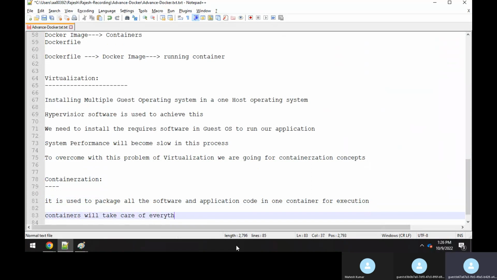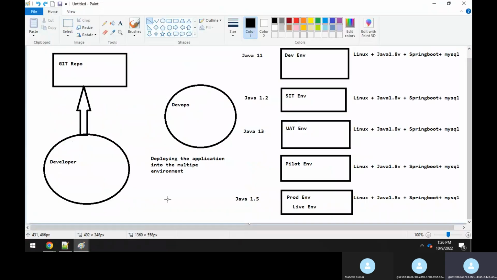Earlier, what the DevOps engineer needed to do was worry about installing all this software. You say, okay Rajesh, whenever I want to deploy this application which is in the Git repo, first I need to have all the software installed on this machine, let it be dev environment, let it be SIT. He needs to install an operating system like Linux, Red Hat, CentOS or Ubuntu, and install Java 1.8, Spring Boot, MySQL, many other software, as well as some dependency libraries.